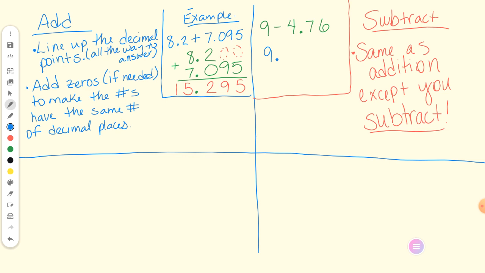So it makes the number have the same amount of digits. Yeah, so some people write it like this first, and then they add in their zeros, because I have to have the same number of digits. So I have 2 in that second number, so I need 2 in my first number.